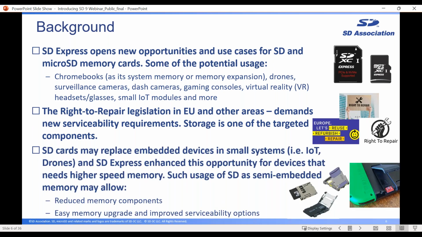Having both above facts in mind, SD cards, and especially those with high performance capability, may replace embedded devices in various applications. What we call a semi-embedded SD card may be considered. SD9 features open such opportunities for SD cards. As we will see later, it is not the only one. Various security-related applications may gain as well out of it.